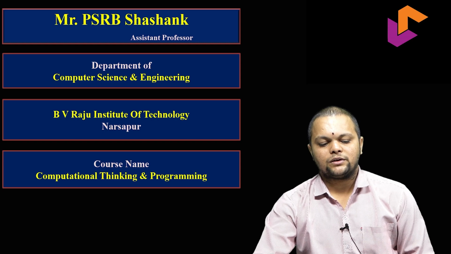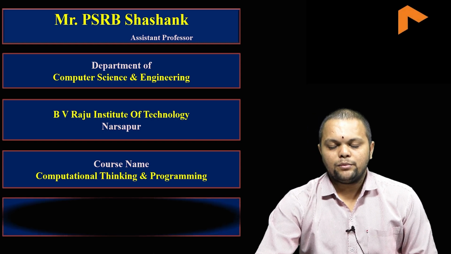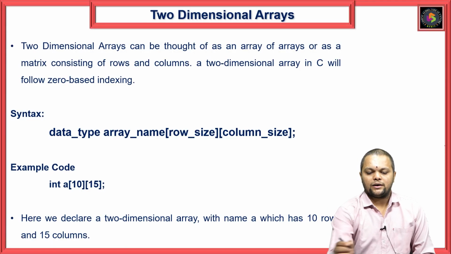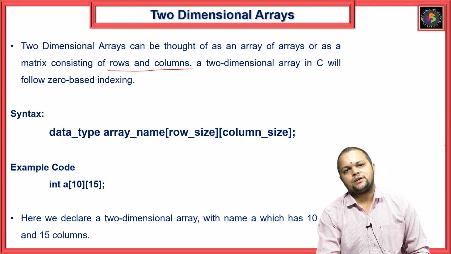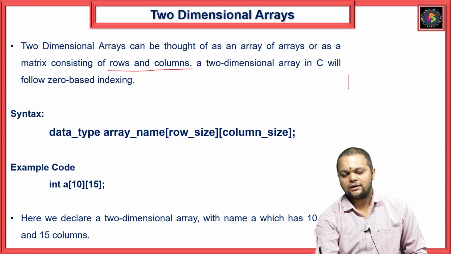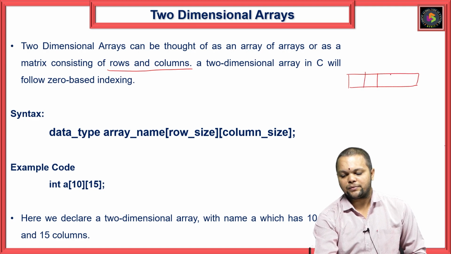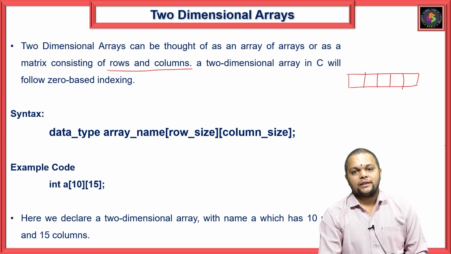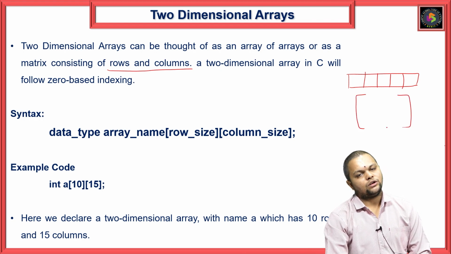I am going to deal with computational thinking and programming, and in this video, I am going to deal with a topic called two-dimensional array. A two-dimensional array is nothing but a set of rows and columns. In a one-dimensional array, as we saw previously, the data is in a linear, single-dimension form. In a two-dimensional array, it will be in the form of a matrix. It's nothing but rows and columns.